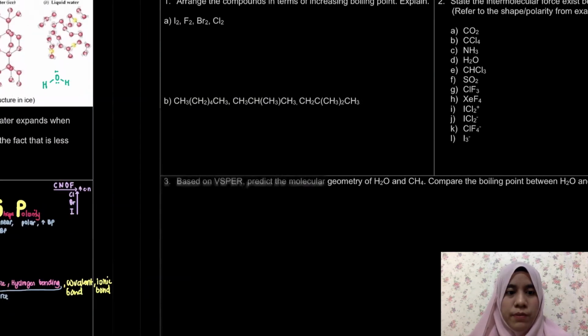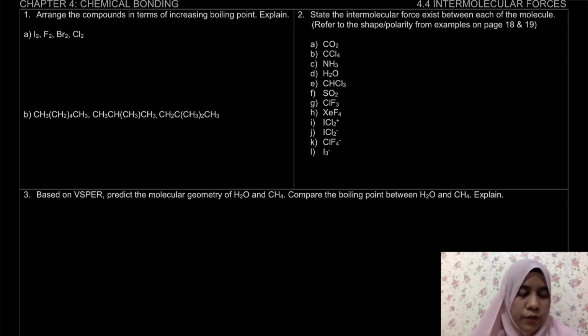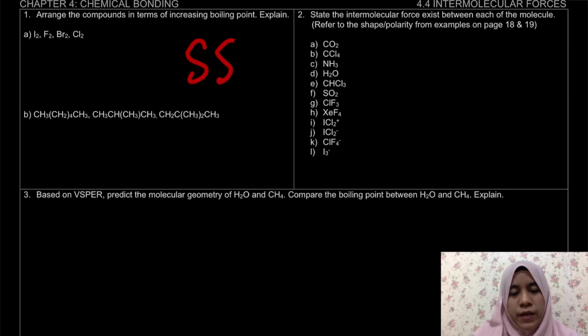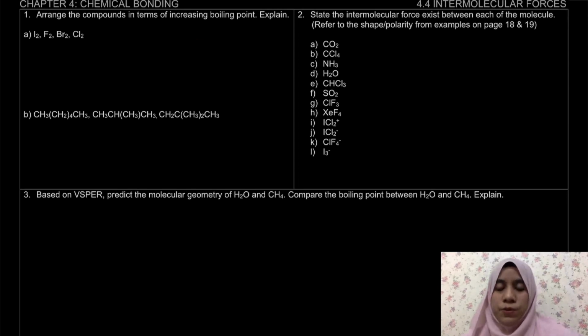A few minutes of summary. Okay, here, example number 1. For this one, I'm going to give you a Google Form question. Arrange the compound in terms of increasing boiling point. So, explain. First thing first, remember, we want to know the SSP. Okay, for that one, please answer the Google Form.